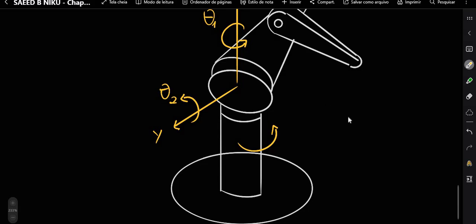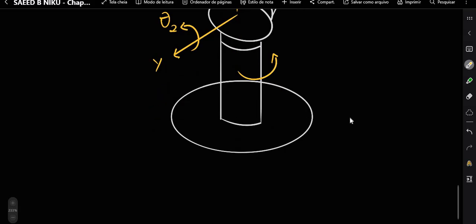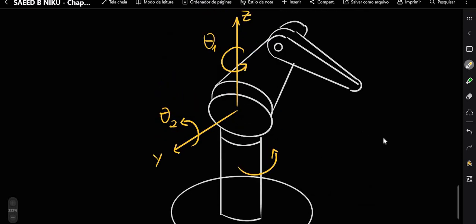And from the base, which is fixed, we got the x-axis, pointing in this direction, and we can copy the y-axis coming out from the base, is the y.